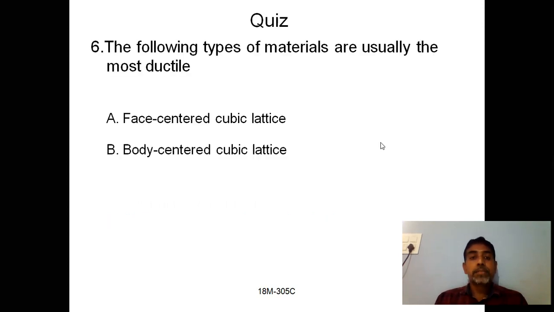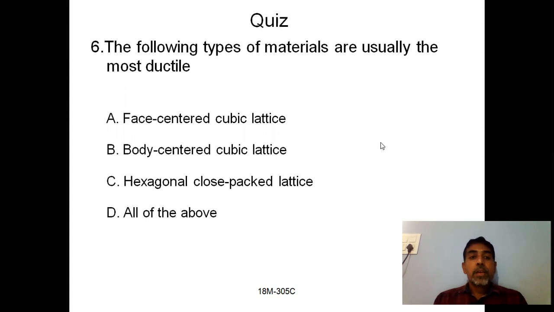See, the sixth one. The following types of materials are usually most ductile. Which type of materials will be ductile? FCC lattice structure, BCC, hexagonal, or all of the above. We have discussed FCC, BCC and HCP structures. Which one? Face-centered cubic lattice. When you have a face-centered cubic lattice, it will have a more ductile nature.